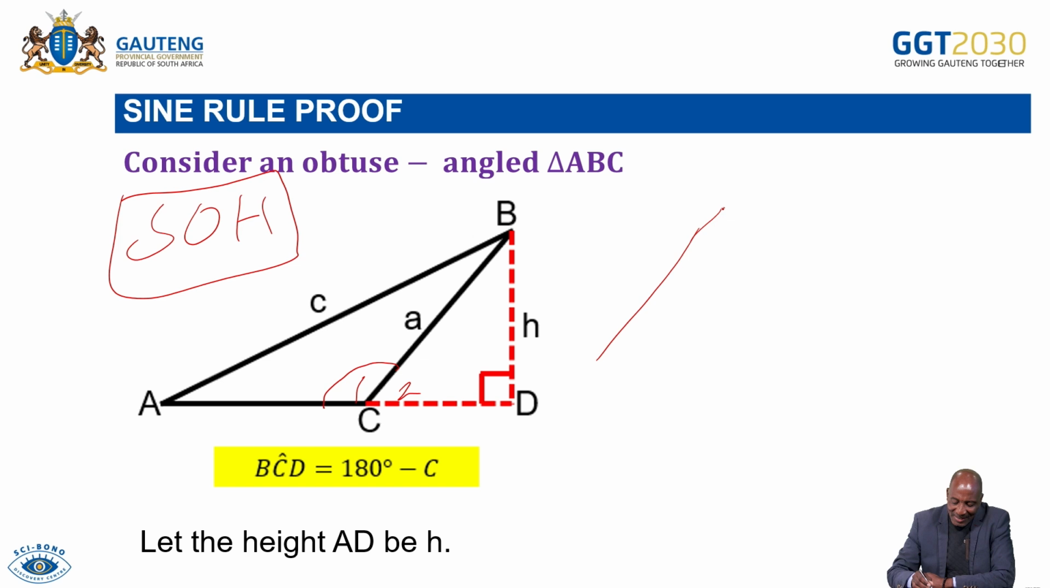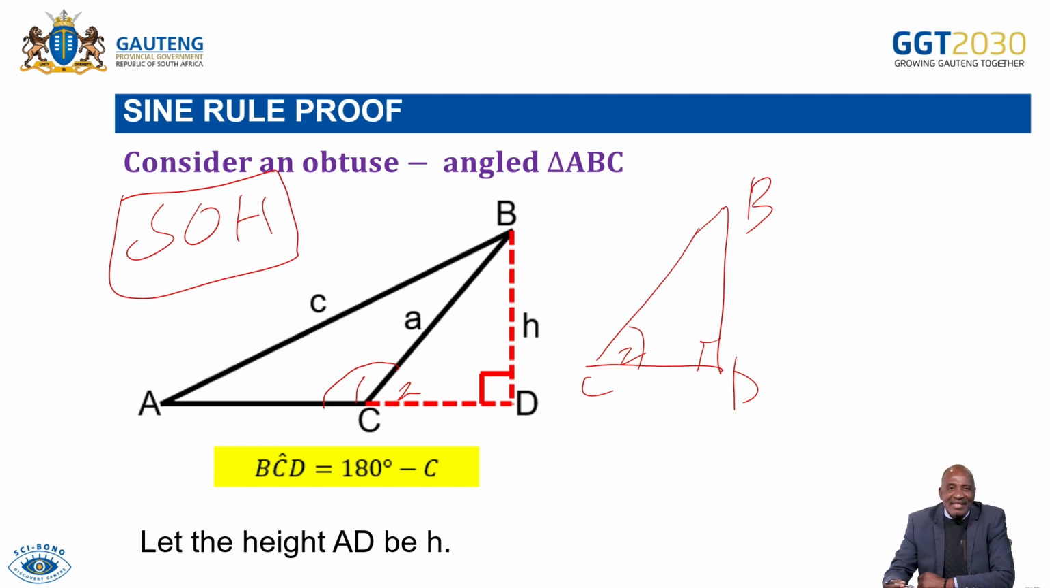This is our triangle BCD here. This is our angle C2 there. In that triangle, what do we notice? These are sum of angles on a straight line, meaning our angle BCD, which is your C2, is the same as 180 degrees minus the angle C1, which is originally our C from the main diagram.